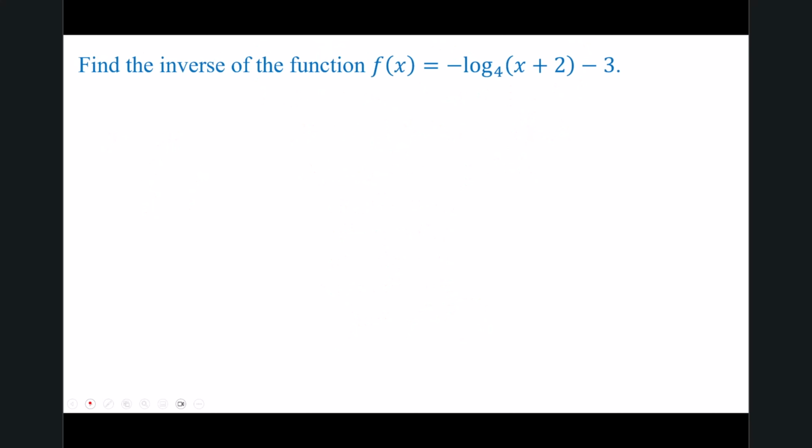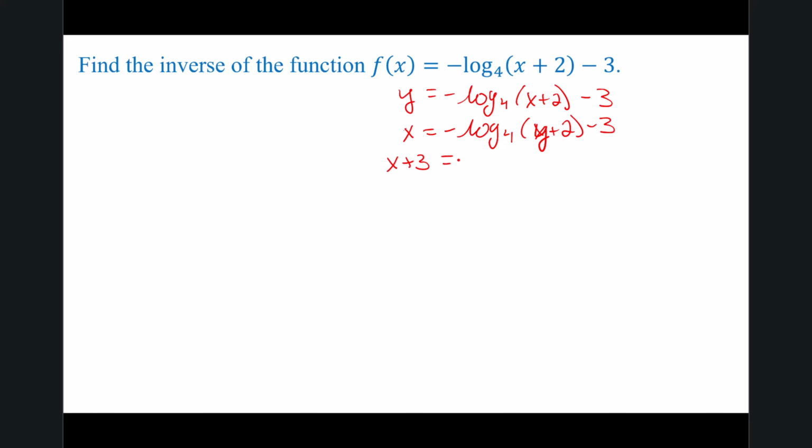Let's find the inverse of this function. F of x equals negative log base 4 of x plus 2 minus 3. So I'm going to write this as y equals negative log base 4 of x plus 2 minus 3. Then I'm going to switch the x and y and solve for y. So I have x equals negative log base 4 of y plus 2 minus 3. And now I need to solve for y. So I'll add 3 first.